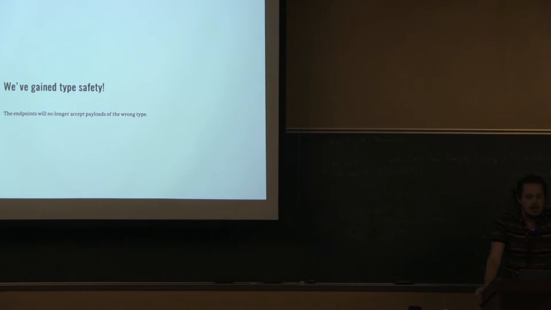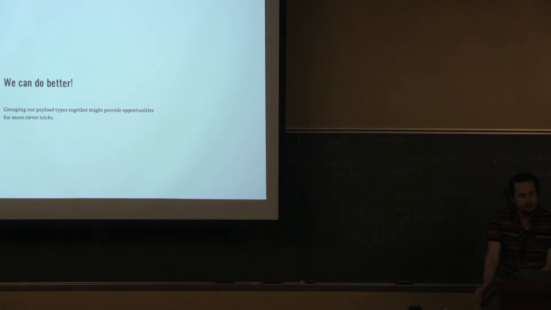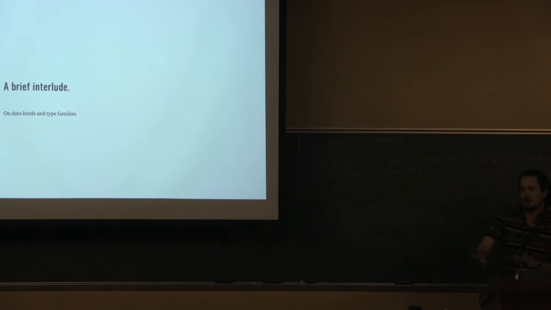And that's nice. But the compiler doesn't know that these new payload types are related to one another. We know that because we're humans and we put the same word in front of each of our types. That's enough to convince us as humans, but the compiler doesn't care, right? These are all just opaque strings and it doesn't ever look into them. So it seems like if the compiler knew that these types were related, then we might be able to pull additional boilerplate out of this, right? That's our next step, so we can get more clever tricks. But before we do that, we're going to start with our first type sorcery intermission. And we're going to talk about data kinds and type families.